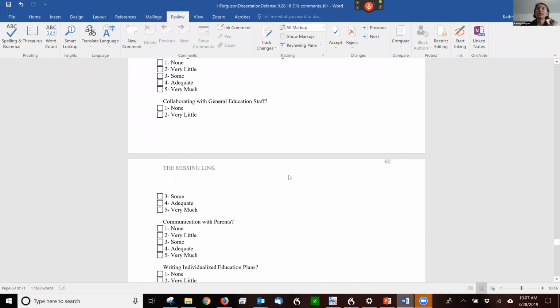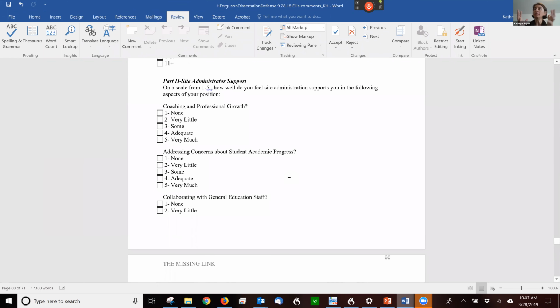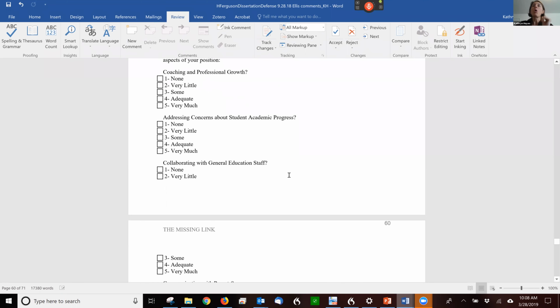Now, because these are Likert questions, she can average them and treat them as one number, one construct, one idea that has multiple facets, right? So it's like a holistic idea of administrator support in all these different ways. That's one number for each teacher. It might be 4.25 or 3.2 or whatever, right? Or she could look at these individually and see if there's a difference between how they feel supported in coaching and professional growth versus addressing concerns about student academic progress, all right?